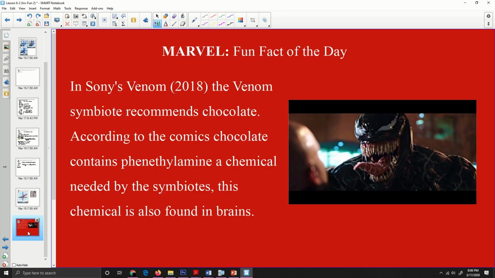Today, the Marvel fun fact of the day: in Sony's Venom 2018, the Venom symbiote recommends chocolate, and he's looking for chocolate because he needs phenylethylamine, a chemical needed by the symbiotes, and that chemical is also found in brains, which is why he's kind of like a zombie and wants to eat your brain.